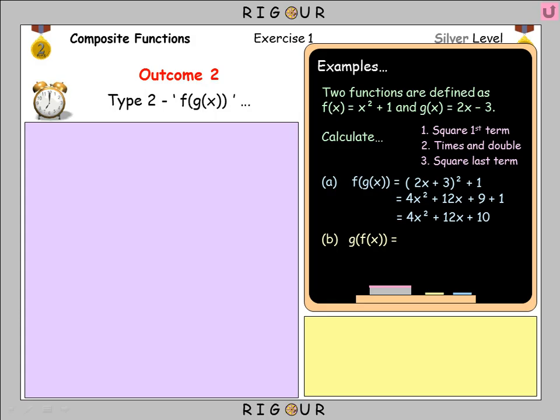So our second example, this time we start with the letter outside the bracket again, which is g. So we write down the g of x formula, 2x minus 3, but instead of putting an x in, we put an empty bracket in, like so, 2 bracket minus 3. And inside the empty bracket, we're going to put the f of x formula, which is x squared plus 1. And then all we do is multiply out the single bracket and take away 3. So 2x squared plus 2 take away 3 gives us a final answer of 2x squared minus 1.